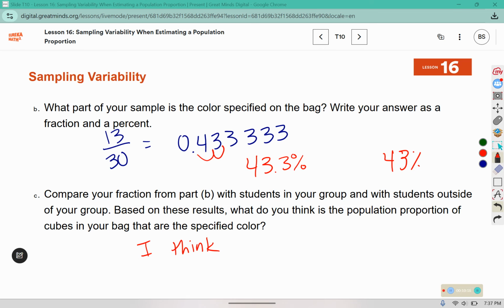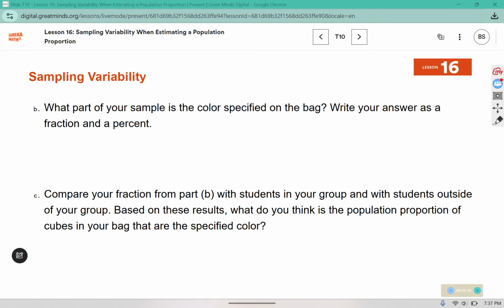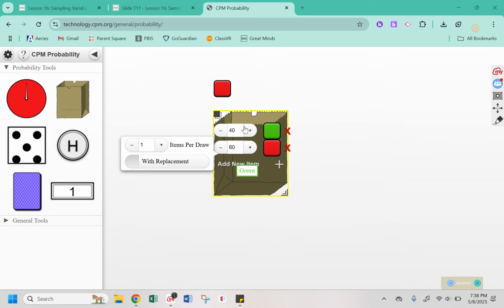I'm going to say I think there's about 45 green cubes in the bag of 100 cubes. Some of my classmates had a higher percentage and some of them had a lower percentage. In the bag, we can examine how many cubes are actually green. And it shows that 40 out of the 100 cubes were green, so that would be 40%.